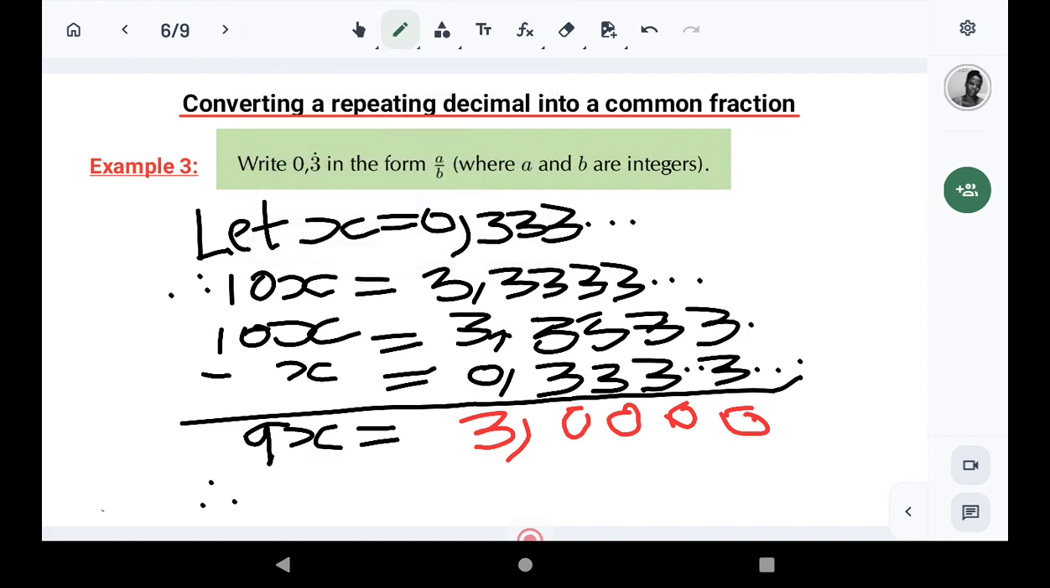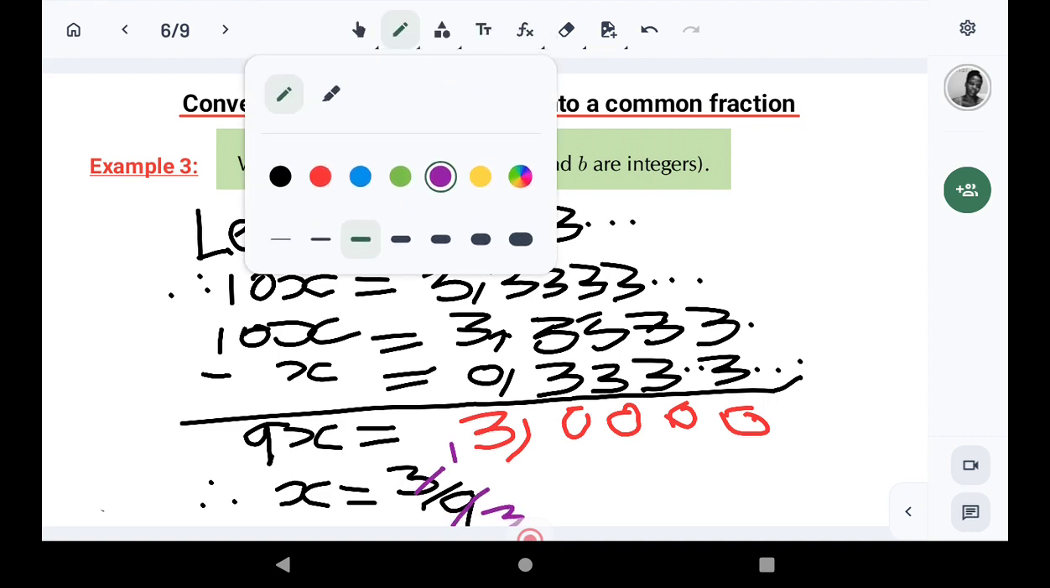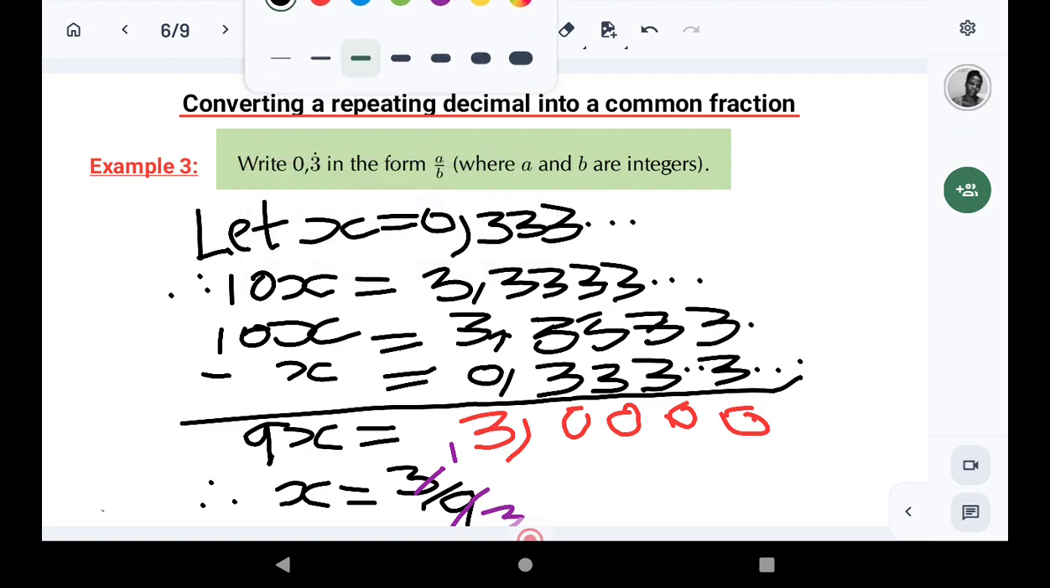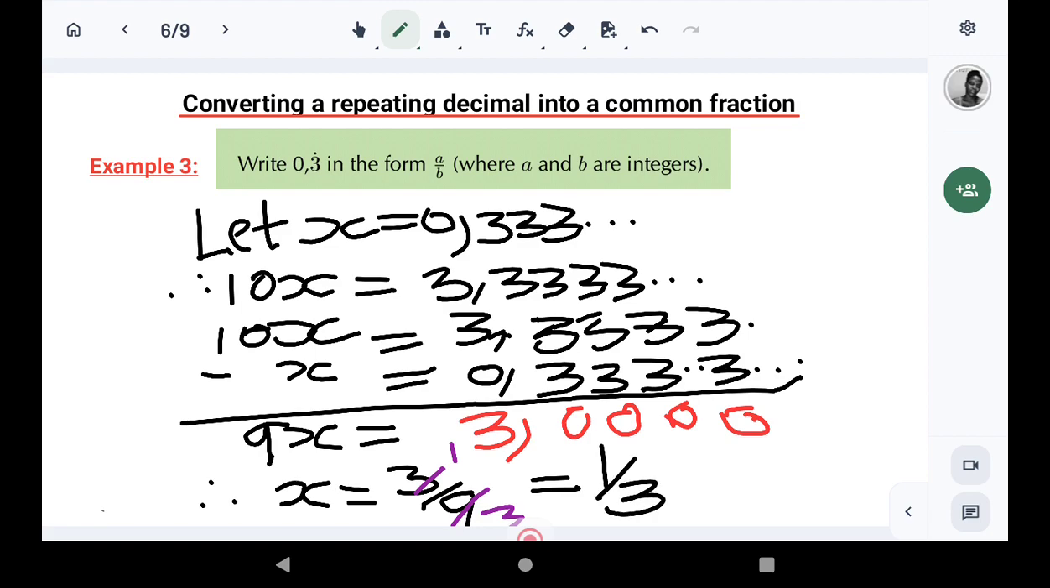Therefore, 9x equals 3, meaning that if you divide both sides by 9, you get 3 over 9. If you simplify this, 3 goes into 3 once and into 9 3 times. That is equal to 1 over 3. And you have expressed your 0,3 decimal recurring as 1 over 3, a rational number or a common fraction.